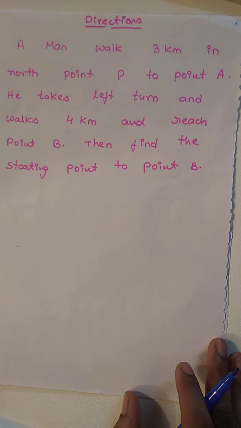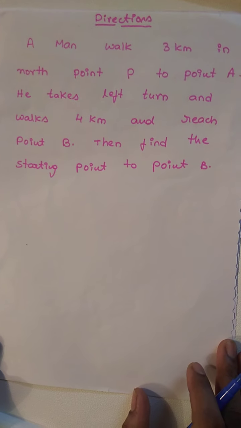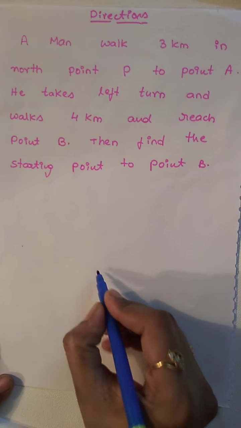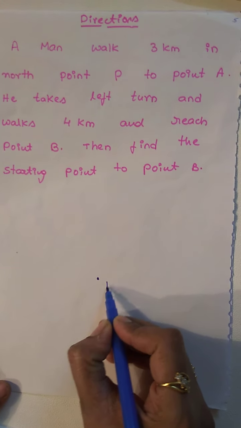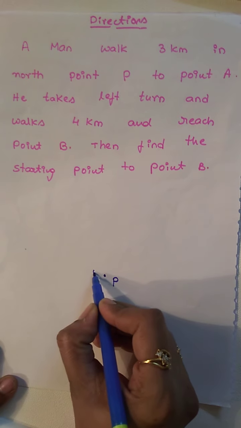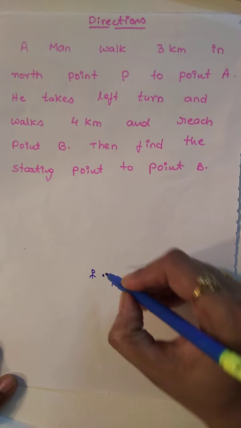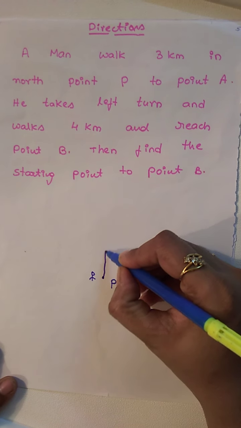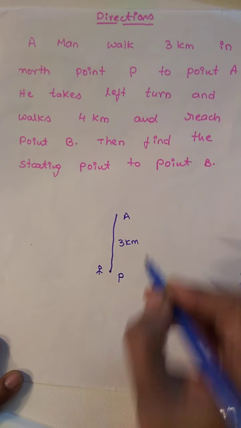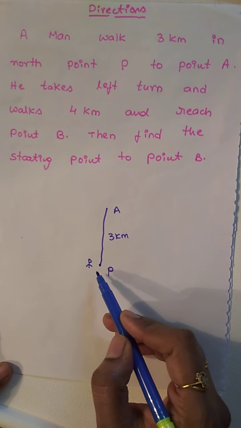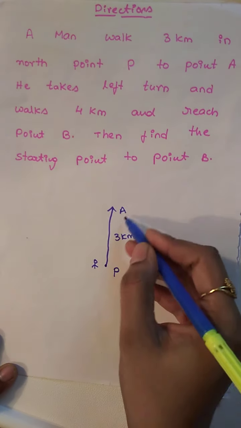First problem: a man walks 3 kilometers north from point P to point A. Suppose a man is here, the point is P. A man walks 3 kilometers in north, so P to A. This is A, this is 3 kilometers. This is P and this is A.